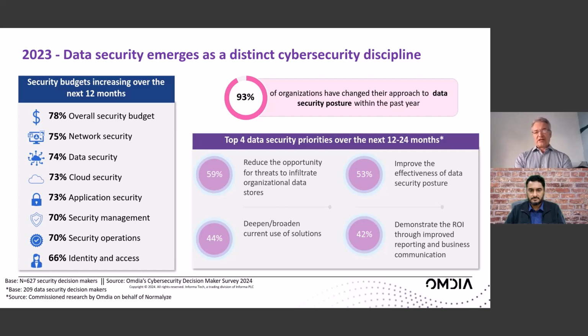And here are four of the data security priorities over the next 24 months. 59% wanting to reduce the opportunity of threats to infiltrate. Not surprising, probably, with that one. But 53% looking to improve the effectiveness of data security posture. And obviously that fits into the DSPM kind of mandate.